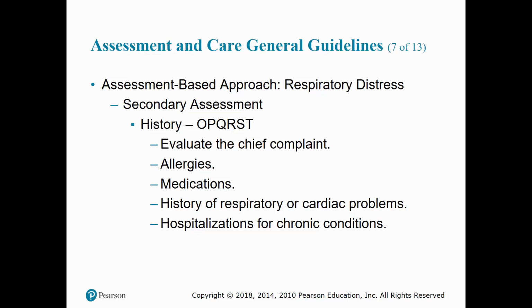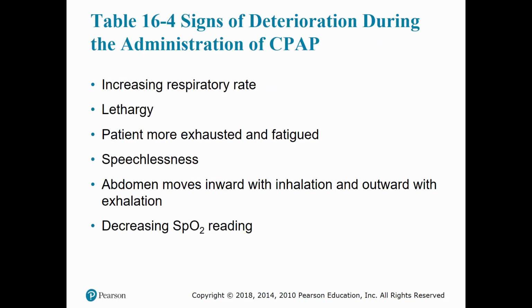Go through your secondary assessment. Go through your OPQRST, also your SAMPLE history as well. Also, you want to determine if they have any recent hospitalizations for any chronic conditions, as well as any respiratory or cardiac problems. Table 16-4 goes over signs of deterioration during the administration of CPAP. I would recommend looking over this. If the patient becomes very speechless or the respiratory rate is continuing to increase, you may want to consider taking them off CPAP and getting prepared to give positive pressure ventilation via bag valve mask.